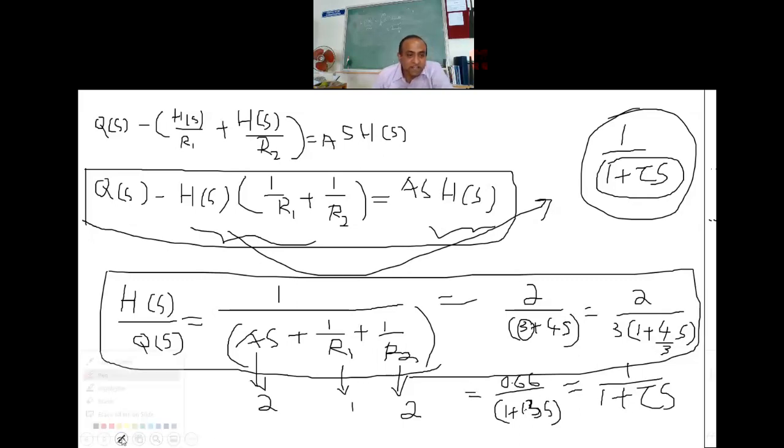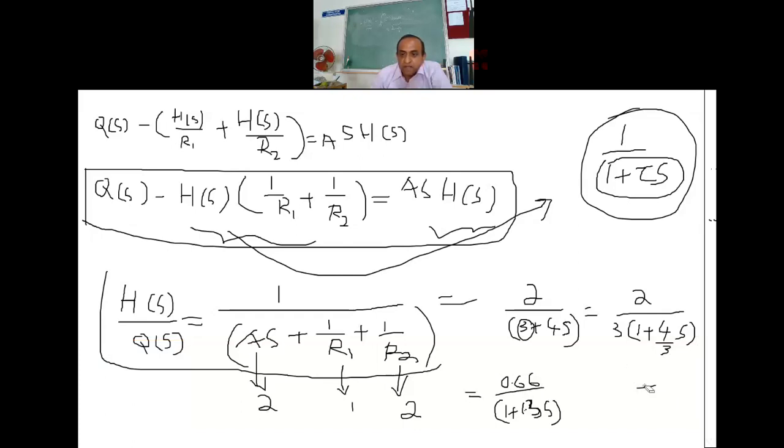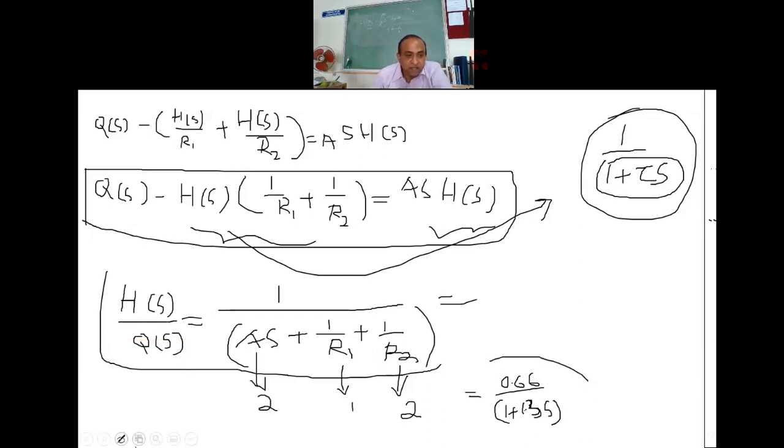I'll erase a few of those. Okay, so your final answer is here. I'll use some marker, red. So your final answer is this, that is 0.66 divided by 1 plus 1.3s. Okay, so this is what you get by solving this.